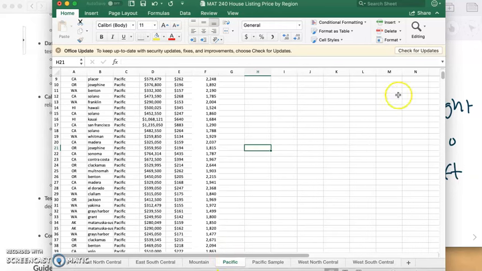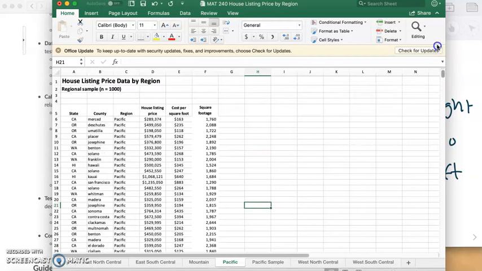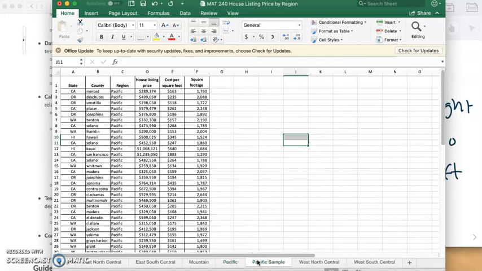So here's the full 1001. I've already generated a very small 50 observation sample from that Pacific region. You are not supposed to generate a 50 observation sample. I only did this so that I can show you how to do some of these tasks, but not give you the exact answer that you're supposed to get. All right, I just want to make sure that's very clear.